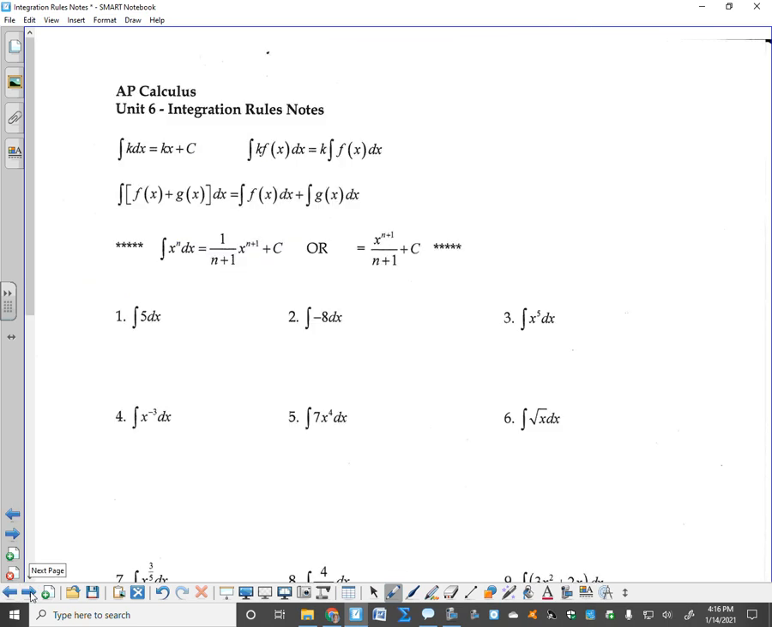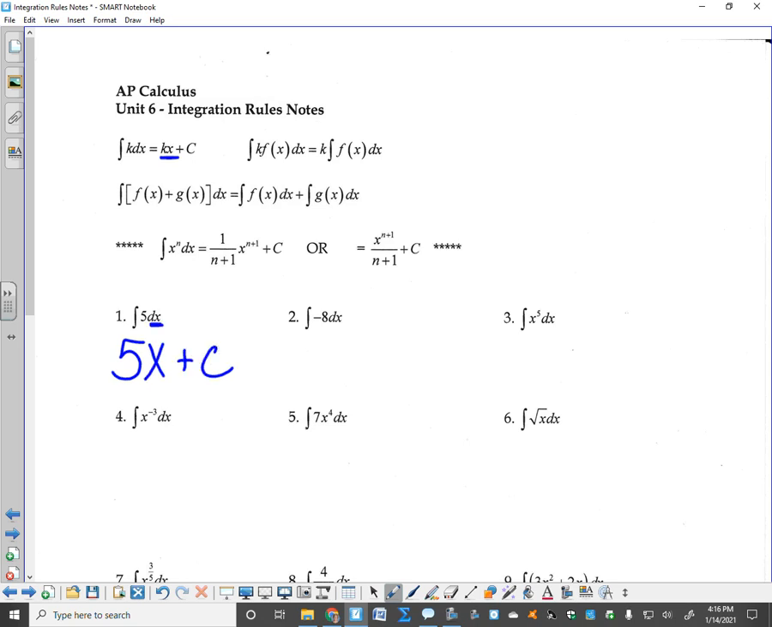Okay, rules. All right, so the first one is the integral of k dx, and k is a constant. Well, the integral of k dx is going to be kx plus c. Okay, now I want to go ahead and deal with that rule. So let's go look at number 1. I have the integral of 5 dx. So that integral is going to give me 5x plus c.